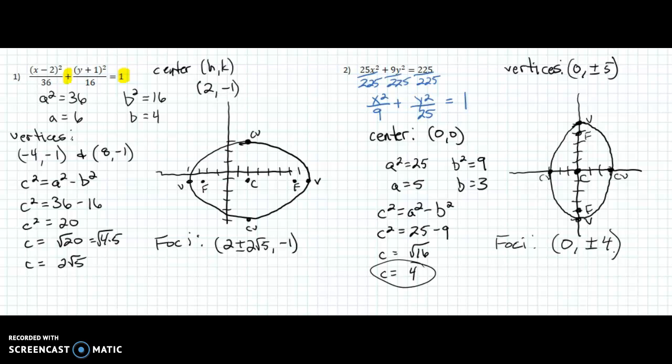Some things to check. One, you should always check that the foci are inside of the ellipse. If not, you did something wrong. It's also a good idea to check that you counted in the correct direction. And so like on this second one, just look back and say, okay, well the bigger number was under y, and I counted up the bigger number and down the bigger number in the y direction. Over on number 1, the bigger number was under x, so I counted from the center left and right that a value.